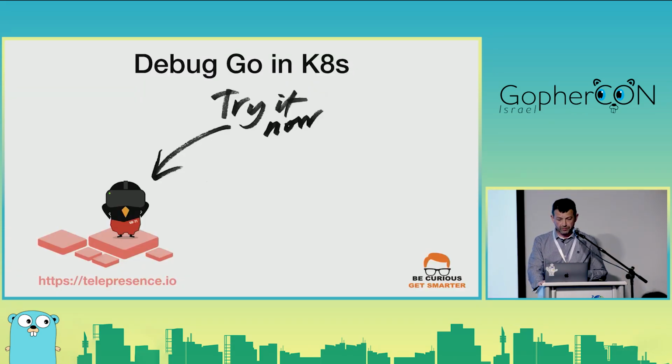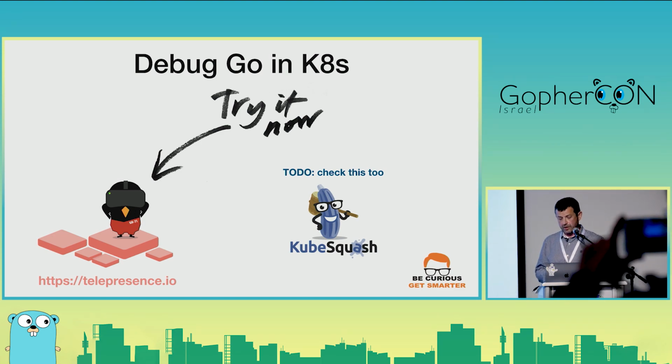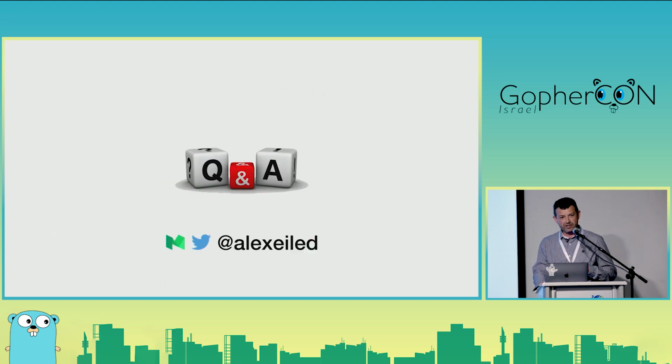It's a great tool. And there is another interesting project called KubeSquash. It tries to achieve something similar, helping you debug a Go application running on a Kubernetes cluster. Actually, I tried to work with it. I spent 2 hours, but couldn't figure out how to make it work. So maybe give it another try later on. And that's all, guys. If you have any questions, 1 minute.